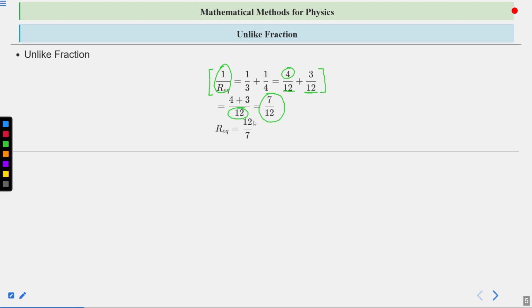What will be the value of R equivalent? The value of R equivalent is 12 by 7. The reciprocal of 1 upon R equivalent is R equivalent, and that is equal to 12 by 7. So this type of problem is very important for solving questions related to capacitor, inductor, and resistor. I hope this is clear.